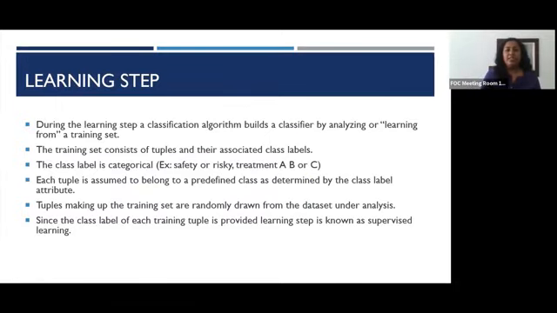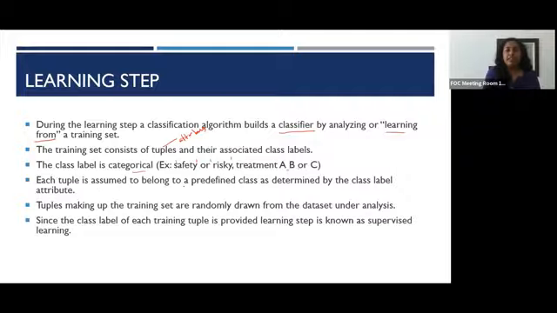Right, so here it says, during the learning step, the classification algorithm builds a classifier, or we call it a model, by analyzing or learning from the training data set. So mainly we are saying that the machine is learning from the training data set, right? The training set consists of tuples and their associated labels. In this case, tuple means attributes, as you have seen in the previous slide. Attributes and the class label or the category. The class label is categorical. You can have labels like safe and risky, or treatment 1, 2, 3, likewise.